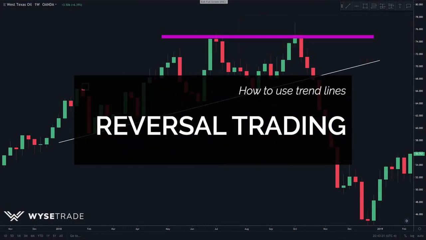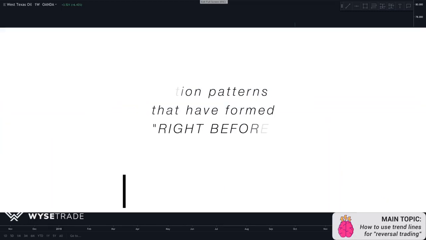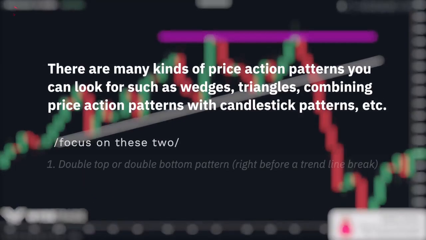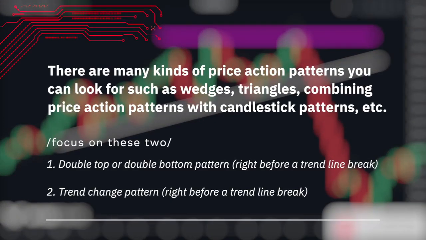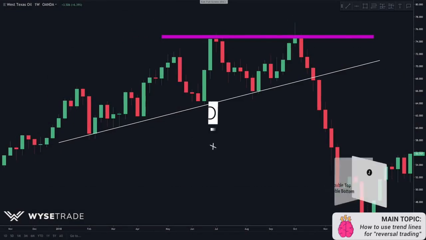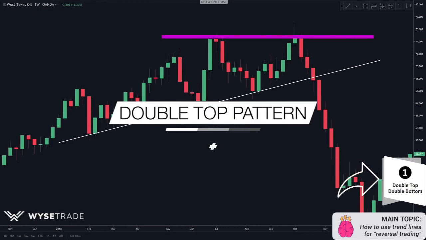So in this section, we are going to go through a reversal trading strategy with trend lines. Now, what you do is you look for key price action patterns that have formed right before a trendline break. There are many kinds of price action patterns you can look for, such as wedges, triangles, combining price action patterns with candlesticks, and so forth, as there are a lot. But for now, focus on these 2: the double top or double bottom price action pattern, and the trend change price action pattern.